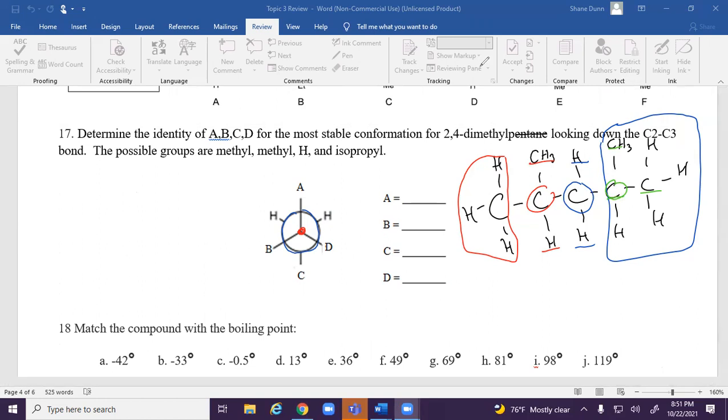So C has to be isopropyl because we already have two hydrogens attached to the third carbon here, right? So C has to be isopropyl. And to be the best one, A has to be a methyl group. And B can either be H or methyl, right? And then D will be a methyl or an H, depending on what B is. It's either or, right? But A has to be the methyl and C has to be isopropyl. Okay.